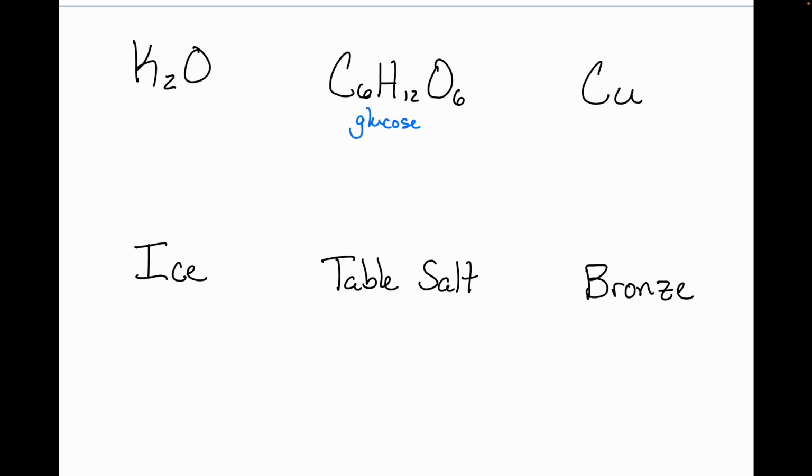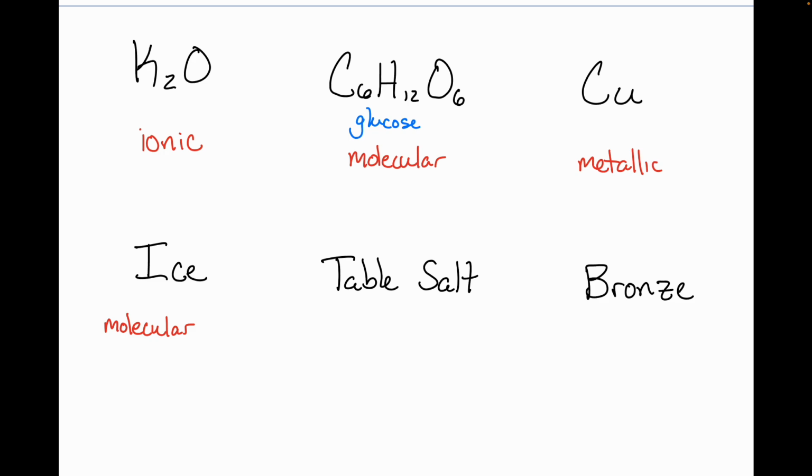Potassium oxide. What do we got? Ionic. What about glucose? This is a molecular solid. Yes, it's a covalent compound that forms this molecular solid. Cu. Yes. It would just be a metallic solid if we had a hunk of copper. What about ice? Also molecular. Hopefully we beat that example to death here.